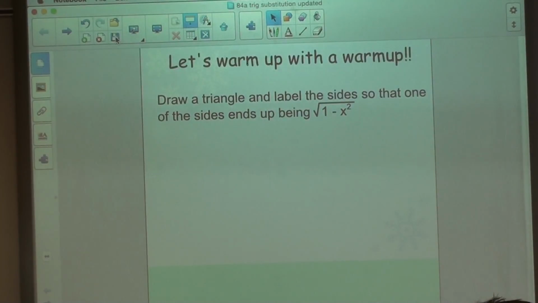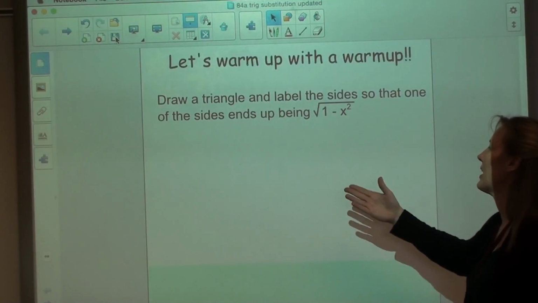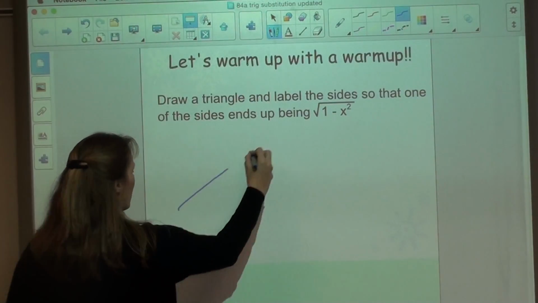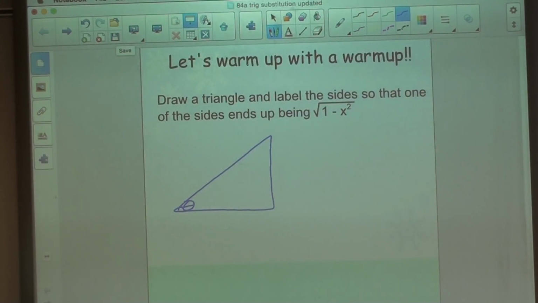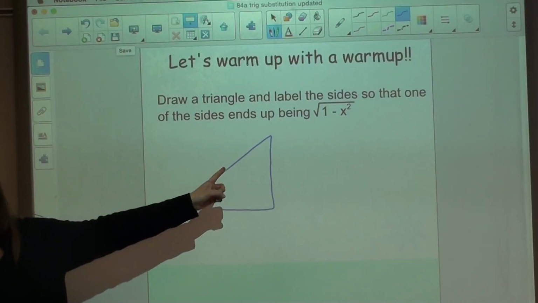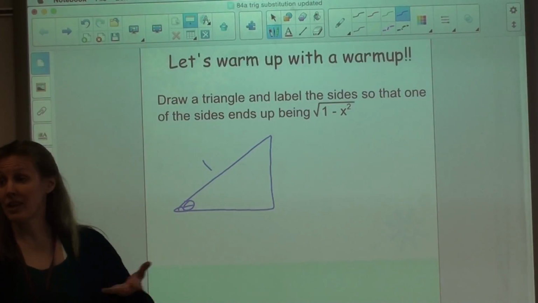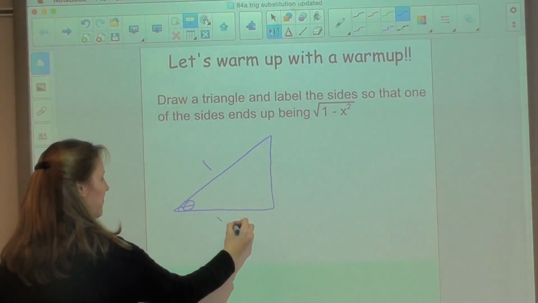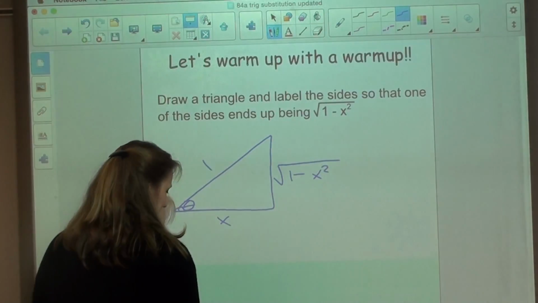So we're starting today with a warm-up, and all I asked you to do is draw any triangle and label the sides so that one of the sides ends up resulting in the square root of 1 minus x squared. So I'm going to draw a triangle. I'm just going to call an angle theta. So who's got an answer? Tell me what anyone put for the hypotenuse. Yeah, Colin. 1. And what does one of the other sides have to be? X, right? Does it matter which side? No. So then the third side by Pythagorean theorem is the square root of 1 minus x squared.